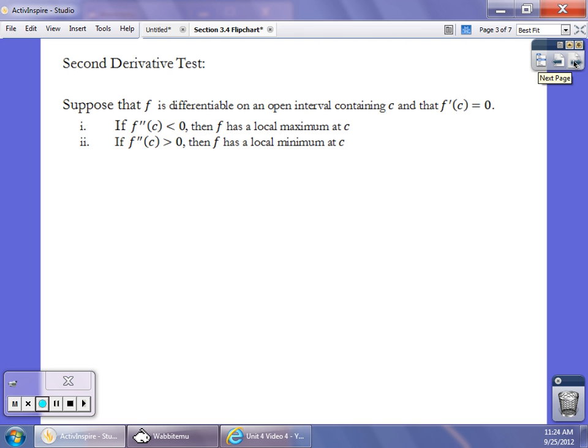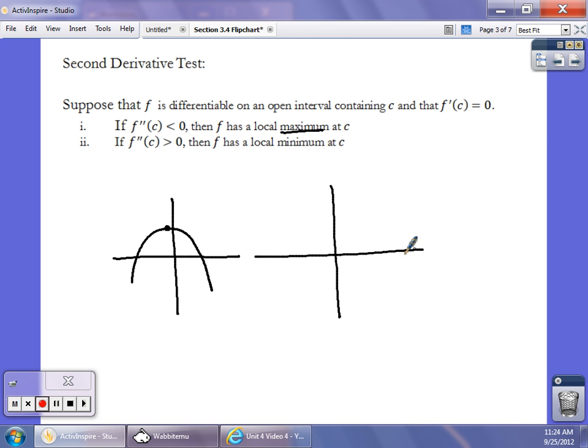The second derivative test also can help us find the extrema of the function. What this is saying is that if the second derivative is less than 0, in other words, the graph is concave down at a critical number, that's a concave down graph, here's my critical number right here, then that critical number must be a max. If the graph is concave up at a critical number, say like right here, then that must be a min at that critical number.